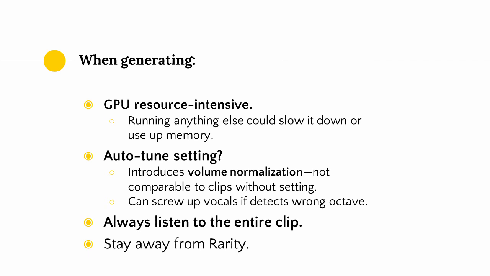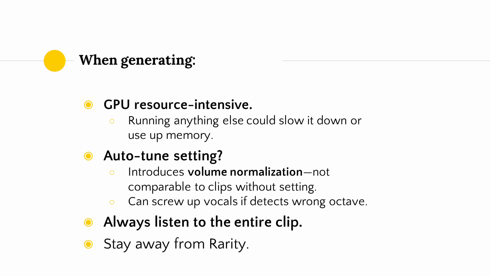Firstly, the auto-tune setting seems to introduce some sort of volume normalization to the clip. So immediately you're starting out with a clip whose volume is not comparable to that of clips generated without the autotune setting on. In addition, sometimes if the pitch detection detects the wrong octave, the autotune setting can really screw up your vocals. Always listen to the entire clip after generation, because weird stuff can happen throughout the entire clip, even at the very end.